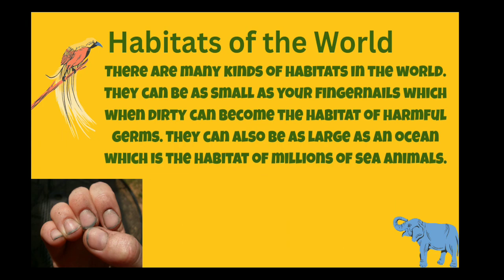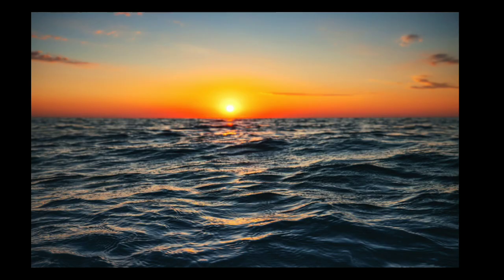There are many kinds of habitats in the world. They can be as small as your fingernails. See how dirty these nails are? When they are dirty, they become the habitat of harmful germs. So the habitat can be as little as this. And it can also be as large as an ocean, which is a habitat of millions of sea animals. You can see how large this habitat is, and millions of animals live in the ocean. So a habitat can be as big as an ocean, and it can be as small as dirty fingernails.